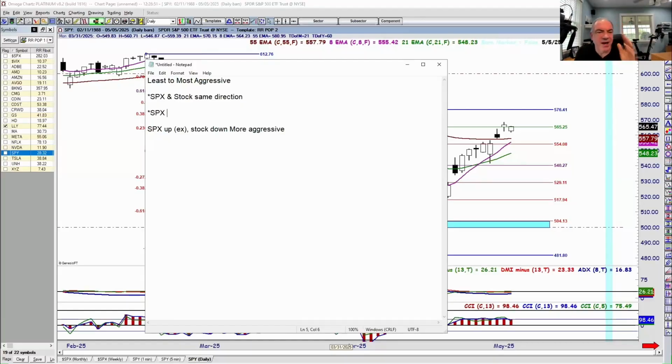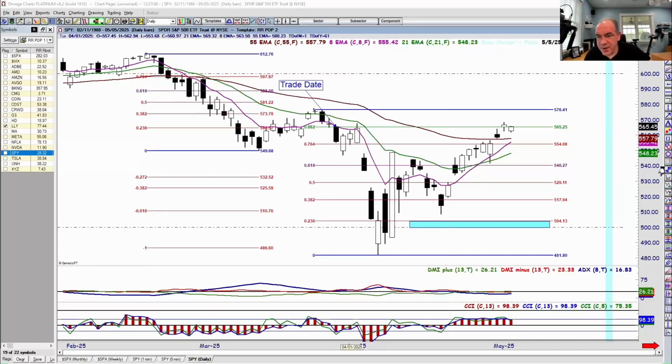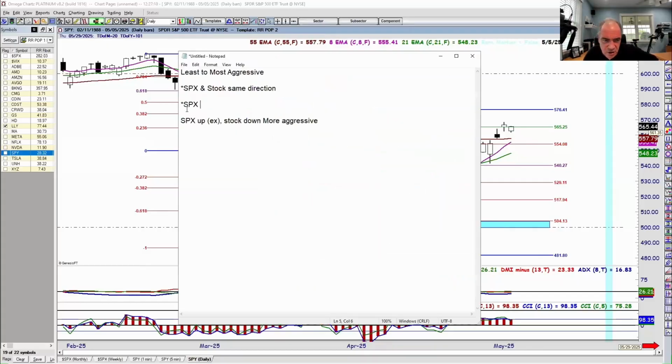I know what I want to say, I just can't write it out the way that I want to say it. If everything's moving in the same direction, it's the least aggressive. Let me say it out loud so I can maybe write it better. If you've got the overall market moving down and your stock is moving down, that is the least aggressive. So the SPX is up, but bearish.